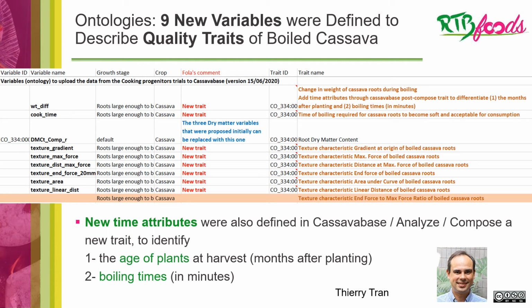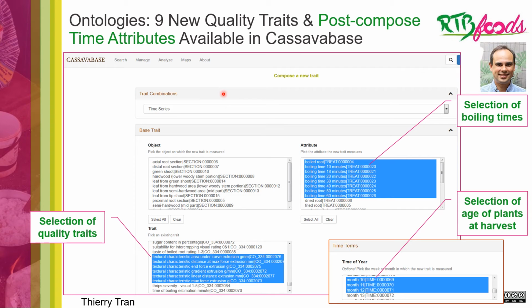In Cassava Base, for instance, 9 new variables were defined to describe quality traits of boiled cassava. And with those 9 variables, you can combine with age of the plants and also different boiling times, post-composing new traits. To post-compose new traits for quality traits, you can select variables or trait in this box, then selecting, for instance, boiling times, and also combine with the plant age.